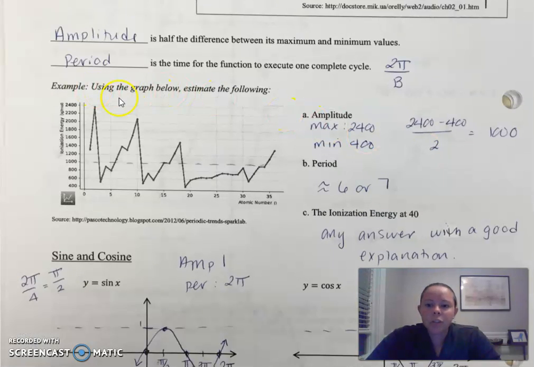Okay, so here's an example, obviously not perfect, but for amplitude you're going to find the maximum, find the minimum, and then just like it says, half the difference between the max and min, so subtract, divide by 2. Okay, now you end up getting 1,000. You'll want to add that to your lowest point.